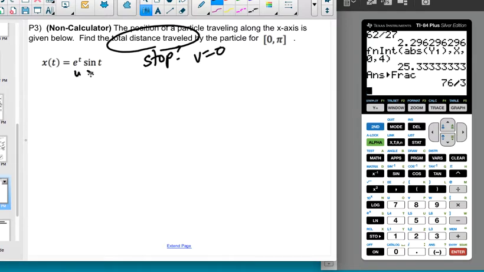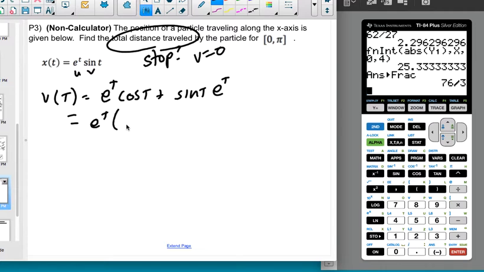So again, I have a product rule. So v of t is going to be u dv plus v du, right? So u dv plus v du, when I factor this, I can take out an e to the t, and I'm left with cosine of t plus sine of t, right? So we want when this is 0.